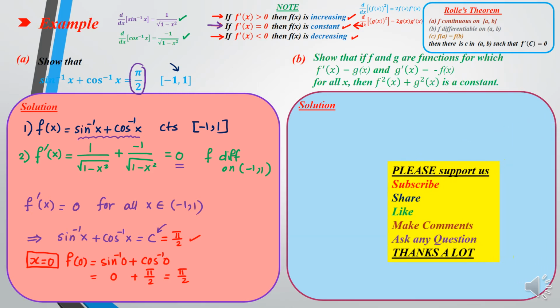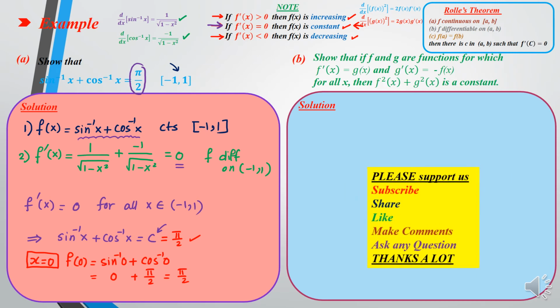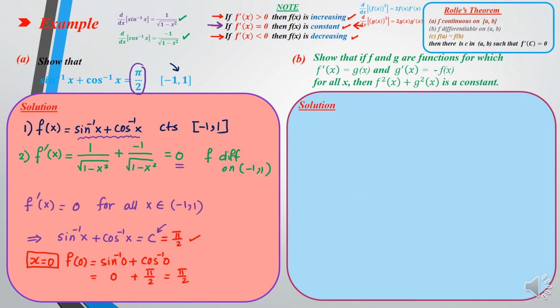You have to check the continuity, you have to check the differentiability, then you have to check that since f prime of x equals 0 for all x in the given interval, this means that f of x is constant in this interval. Then you have to find the constant by plugging a value inside the interval from -1 to 1 in the given function. And that's it for part A. Now in part B, you have to show that if f and g are functions for which f prime of x equals g of x and g prime of x equals -f of x, for all x, then f squared of x plus g squared of x is a constant.